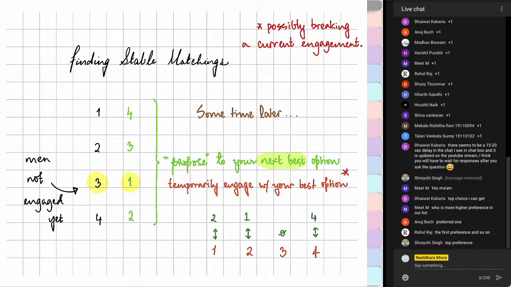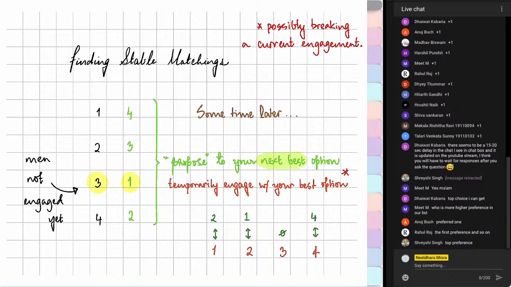And yeah, so that's how this is going to go. And you keep going until you basically exhaust the set of men who are single. So as long as there are men who are still single, who are not engaged to anybody yet, they're going to continue proposing. And at some point, hopefully everybody finds a match. So that's the entire algorithm.